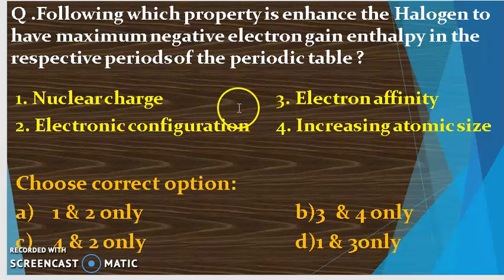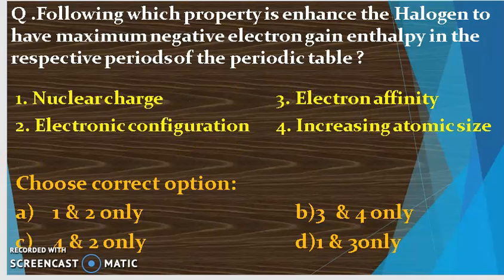So that we have to find out. Here they have given the consolidated correct options, and from that we have to choose one option: whether it is 1 and 2, otherwise 4 and 2, 3 and 4, or 1 and 3. These are the four options, and from them we have to choose one. So we have to check nuclear charge, electronic configuration, and these four options.